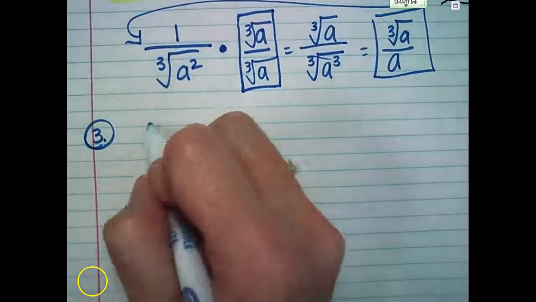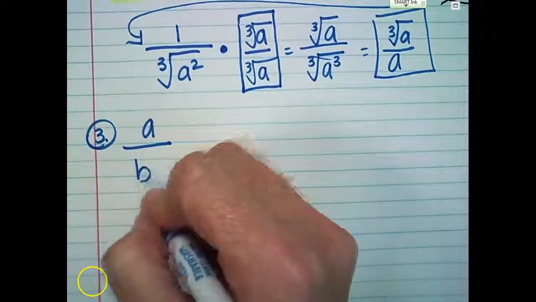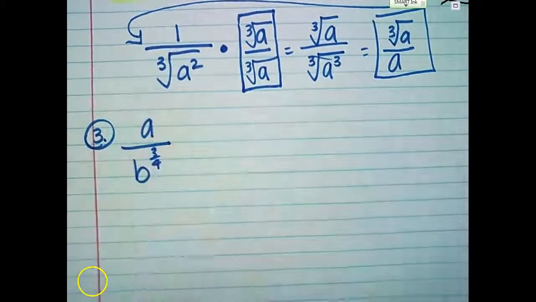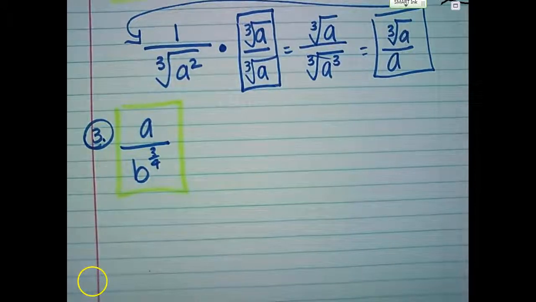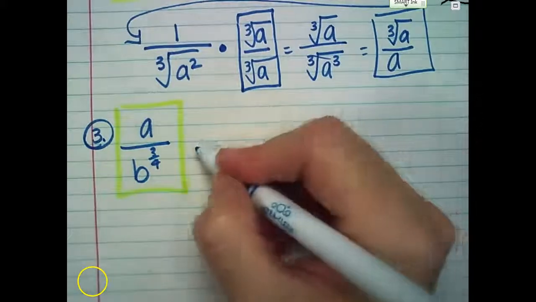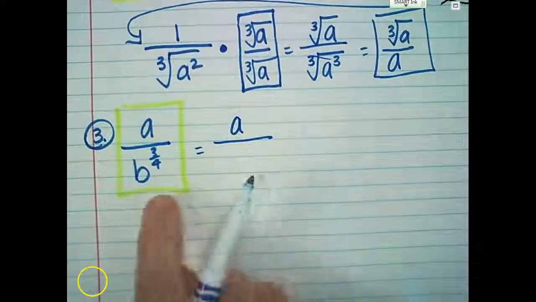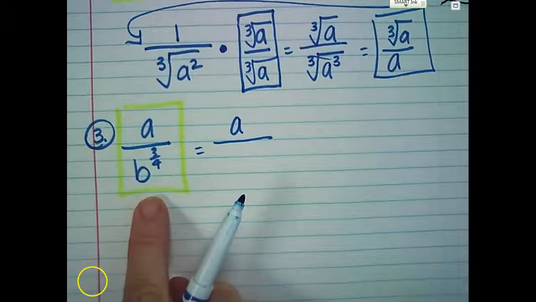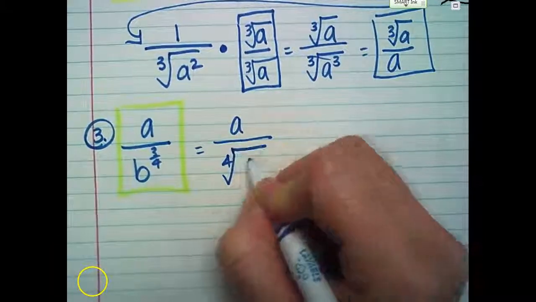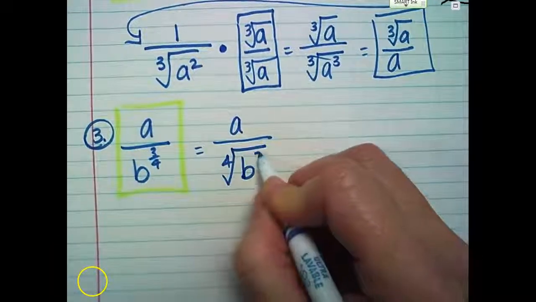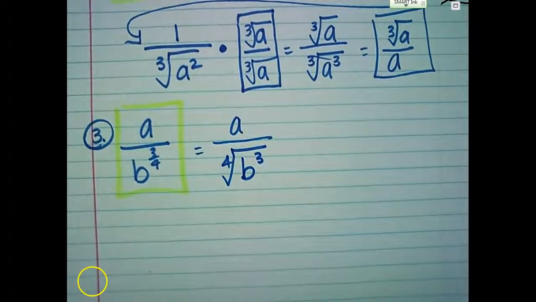How about a over b to the 3/4? Radical form. So I'm going to say a over, how am I going to rewrite this? Power over root, right? So it's the 4th root of b, power over root. So the 4th root of b to what power, guys? 3. Okay, so it's been rewritten.